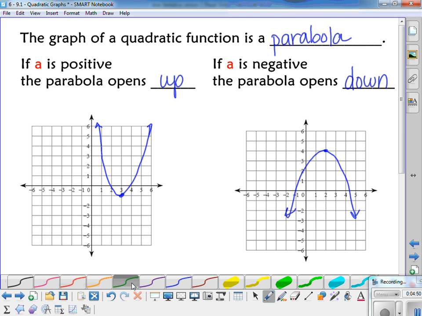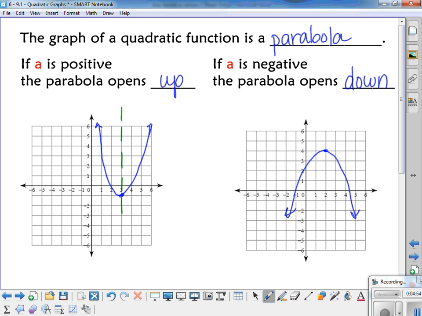Now there are certain characteristics that every graph has. One of them is called the axis of symmetry. Basically they're a mirror image on either side of the parabola. And so that's your axis of symmetry. You guys know what it means to be symmetrical, right? It means they're the same on each side. Okay, so that's your axis of symmetry.